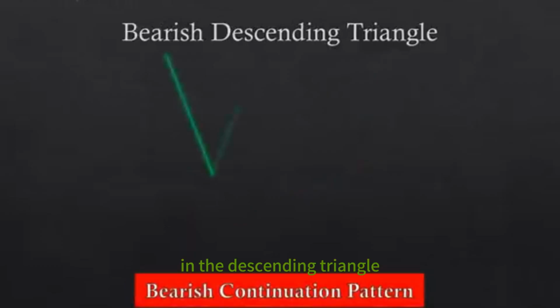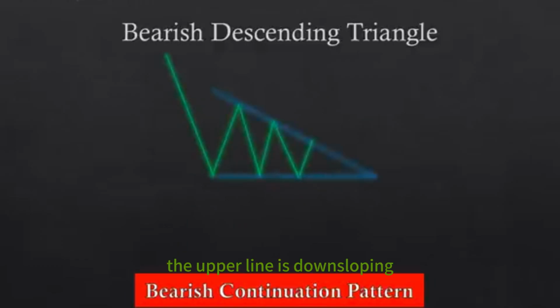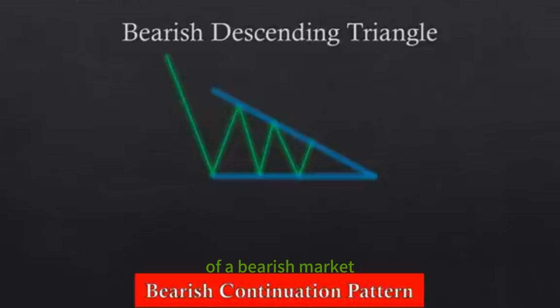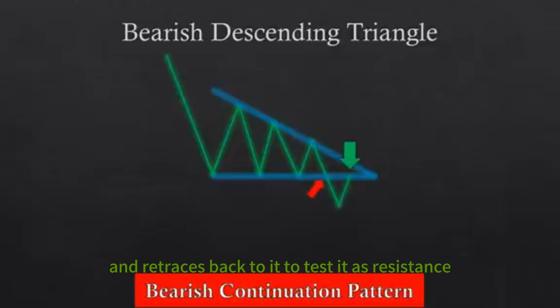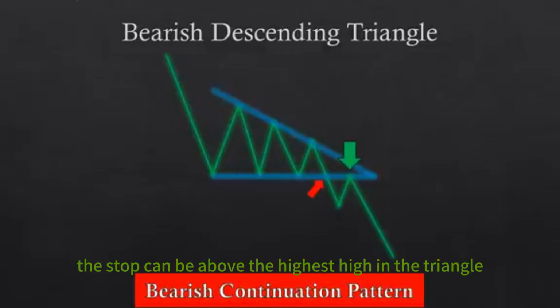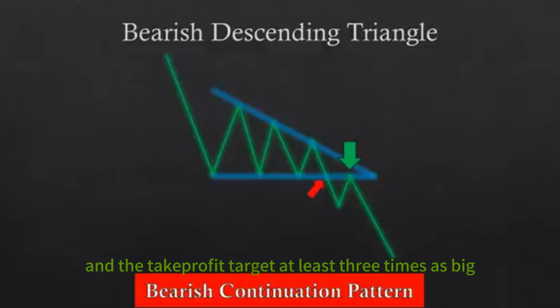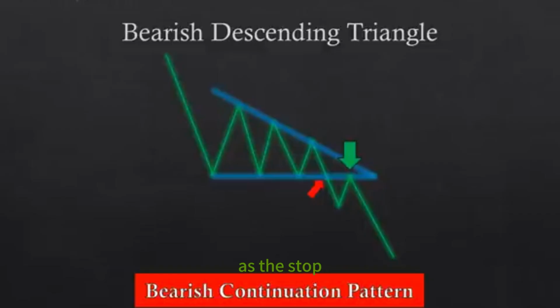In the descending triangle, the upper line is downsloping, and the lower line is horizontal. The progressive creation of lower highs signifies the imminence of a bearish market, hence why the descending triangle is a bearish continuation pattern. The sell signal happens when price breaks the lower line to the downside and retraces back to it to test it as resistance. The stop can be above the highest high in the triangle, as a center, or above a confirmed supply zone, and the take profit target at least 3 times as big as the stop.